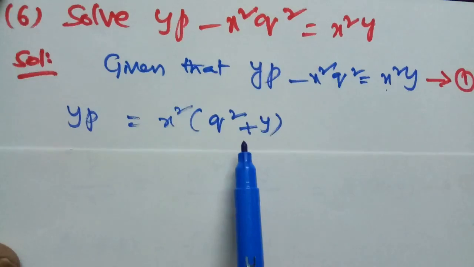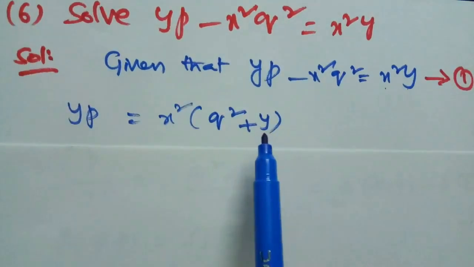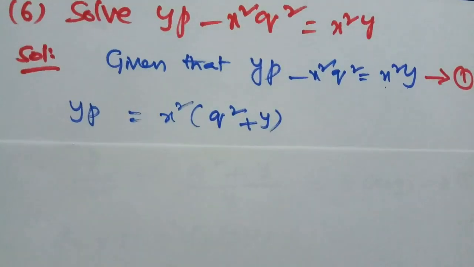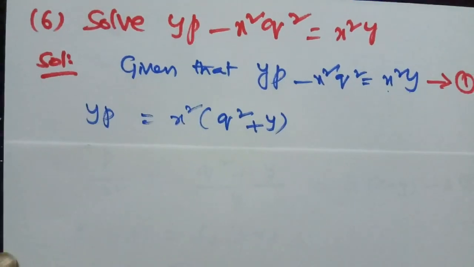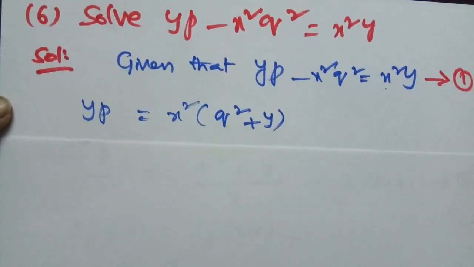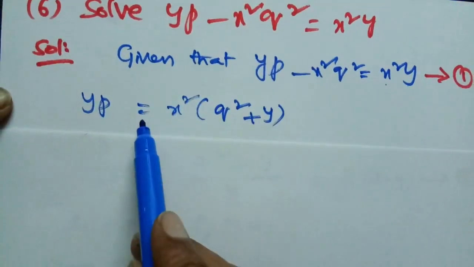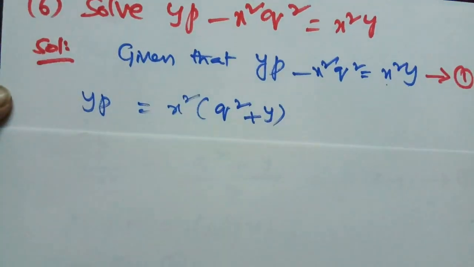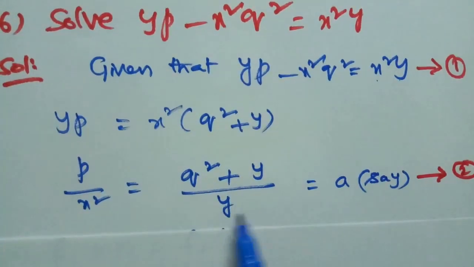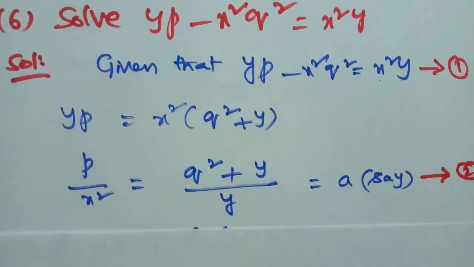Therefore, separating the variables, we write the terms p and x on one side, and q and y on the other side. P and x terms on one side, q and y terms on the other side. Therefore, this becomes p by x square is equal to q square plus y by y. Say each is equal to some arbitrary constant a, and say this is equation number 2.